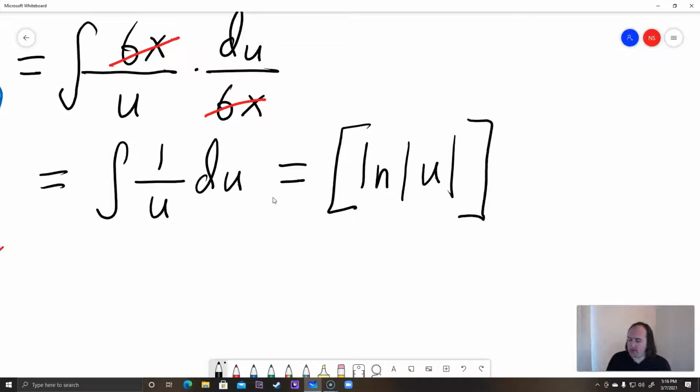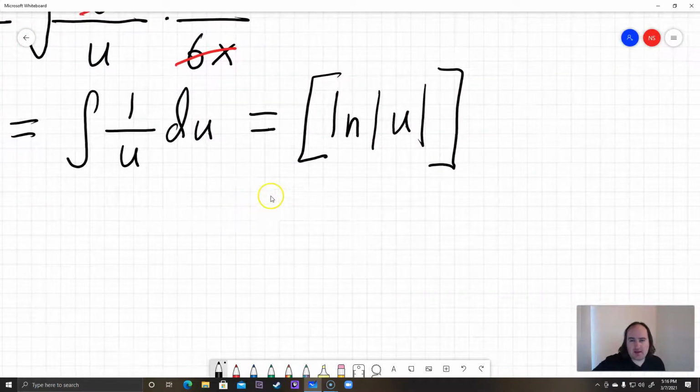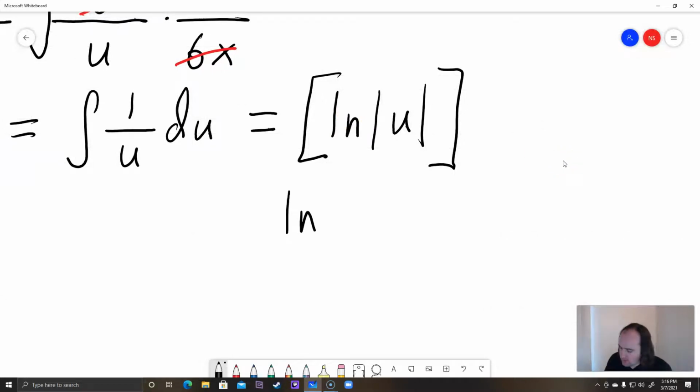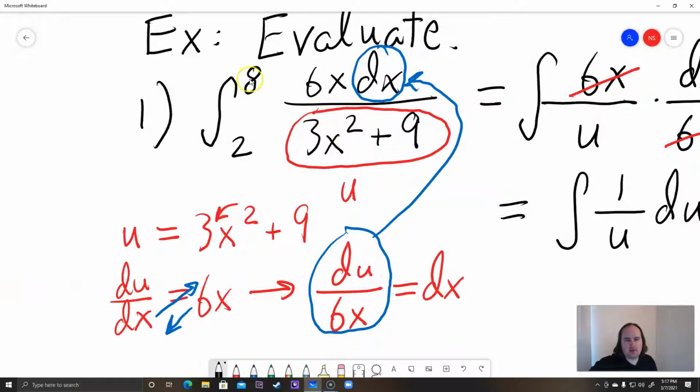So, but before we can plug in the numbers of the definite integral, we have to plug in the original expression for u in terms of x. Okay, so we said in this problem u equals 3x squared plus 9. Okay, so that's what we're going to be plugging in here. So we have natural log of absolute value of 3x squared plus 9. Okay, and we're evaluating this, we said, from x equals 2 to x equals 8. Because remember, in the original integral, the limits of integration were going from 2 to 8. Okay, so those are in terms of x because the original variable was x.